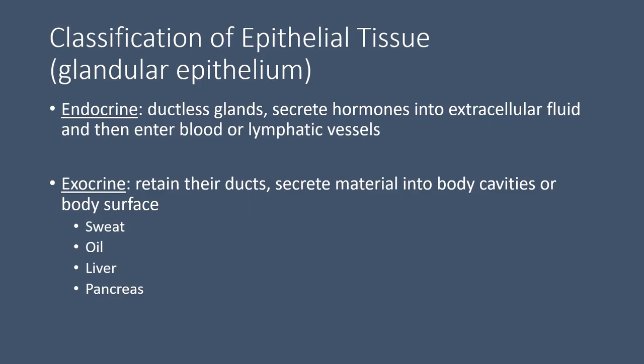Exocrine glands do retain their ducts, and they will secrete that material either into a body cavity or on the body surface. So examples would be your sweat glands and your oil glands, where they secrete the oil and the sweat on the surface of the skin.